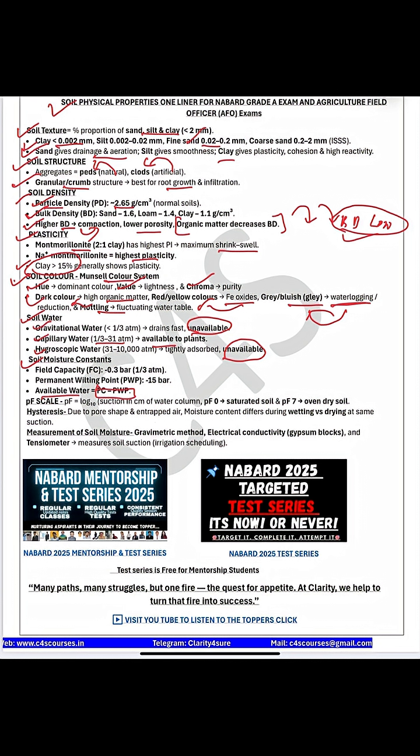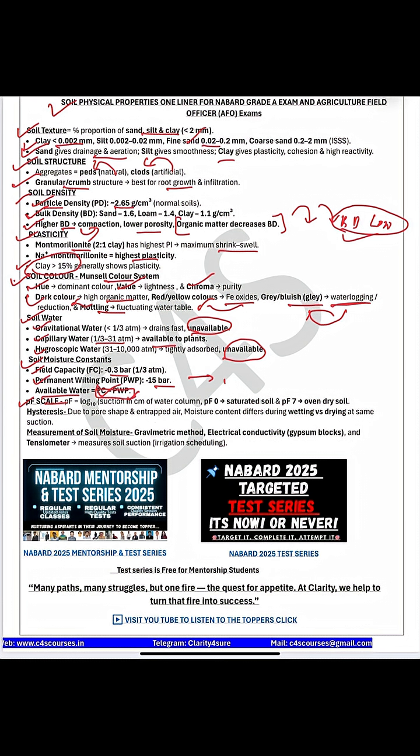Next is soil moisture constant. So available water is the water that is present between two constants, that is field capacity and permanent wilting point. At field capacity, water is held at minus 0.3 bar, and at permanent wilting point, the water is held at minus 15 bar. Please remember that even if you apply irrigation at permanent wilting point, the plant is not going to regain its turgidity. It is not useful after that.